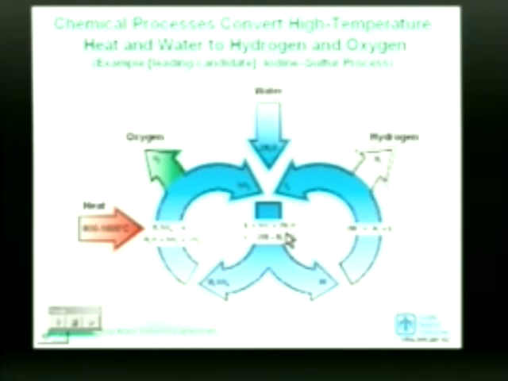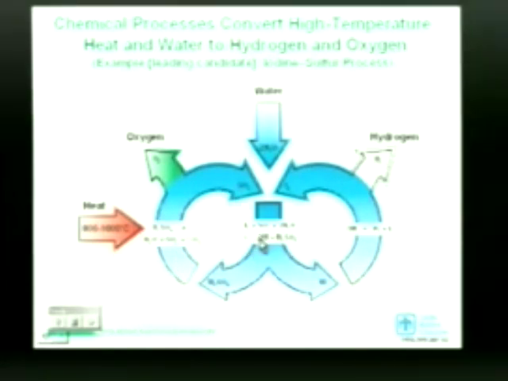The example cycle that I've chosen to describe here is the iodine-sulfur process. Let me briefly explain what that is. The starting chemical reaction, the high-temperature chemical reaction, is the dissociation of sulfuric acid into water, sulfur dioxide, and oxygen. Well, the oxygen is the product, so we take that off, and then what we have left is sulfur dioxide. We combine sulfur dioxide, water, and iodine to make hydrogen iodide and sulfuric acid. Well, the sulfuric acid goes back here to make more oxygen.